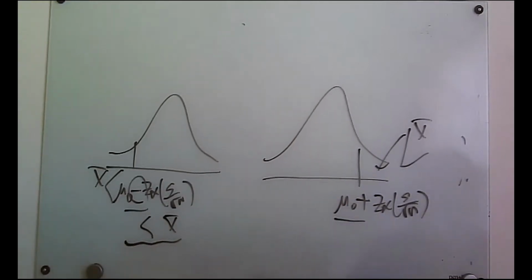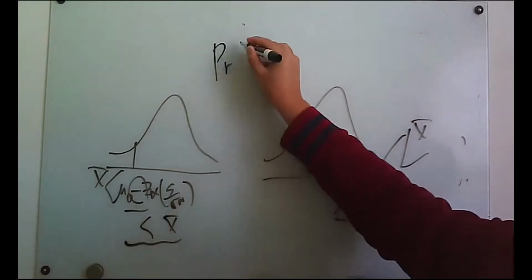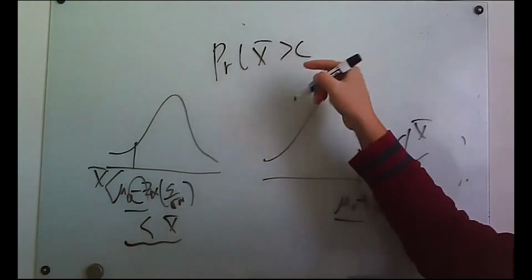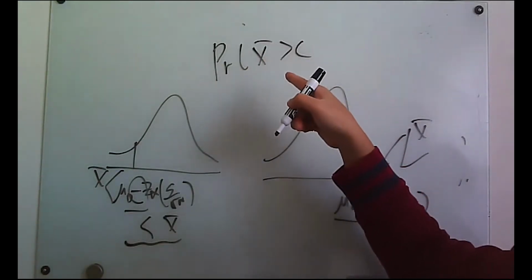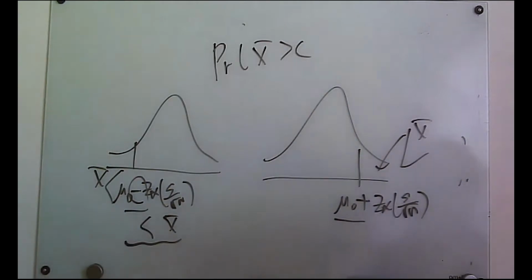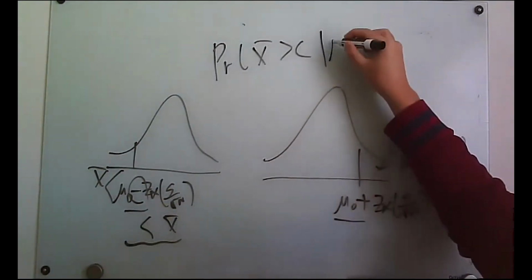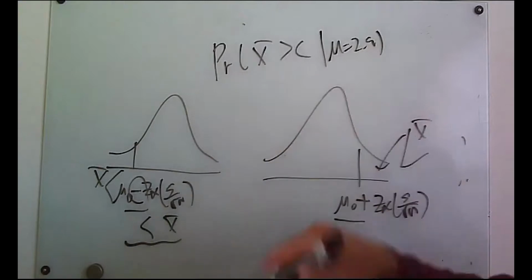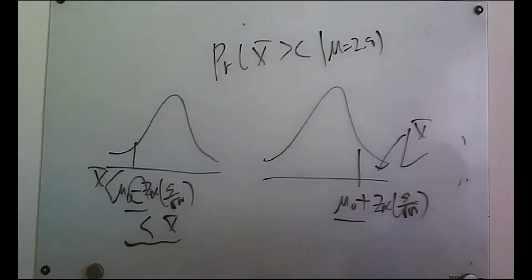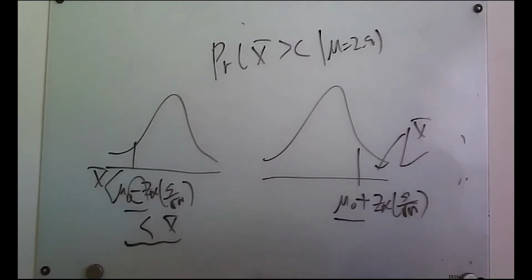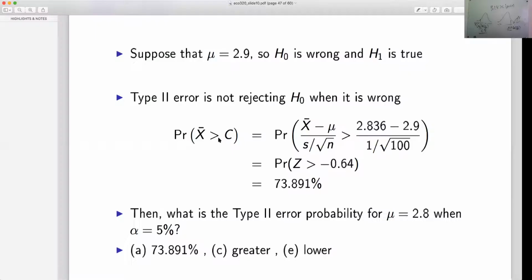So the probability of X bar greater than C is the probability of not rejecting, right? That was the idea, conditioning on mu equal to 2.9. And you can do the math from here. The idea is almost the same as before, but it becomes one-sided from two-sided. So conditioning on this, you can plug in 2.9 over here, etc. You'd get 73.89.